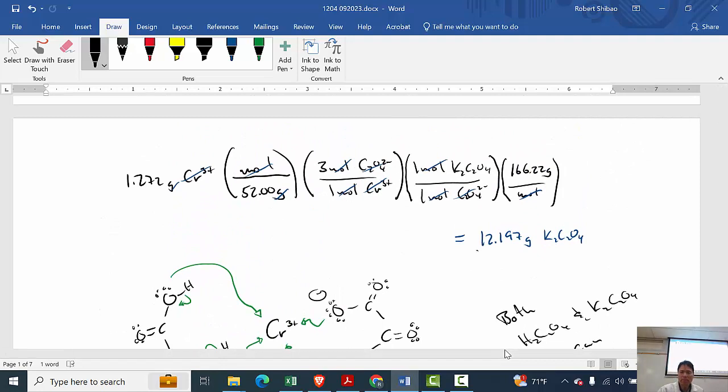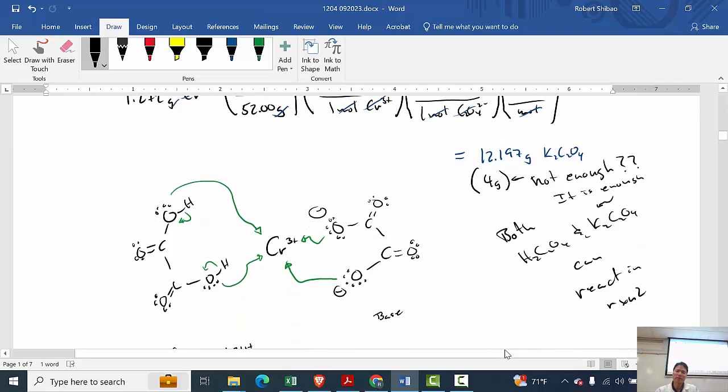So 4 grams were added. Yeah. 4 grams appears to be not enough. But it turns out it is enough. We can show this by calculation. Otherwise, we're going to have chromium-3, residual chromium-3. And it's possible we do, but it's all right. At least it's not dichromate.